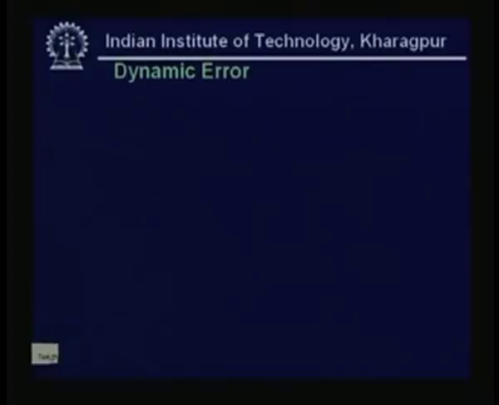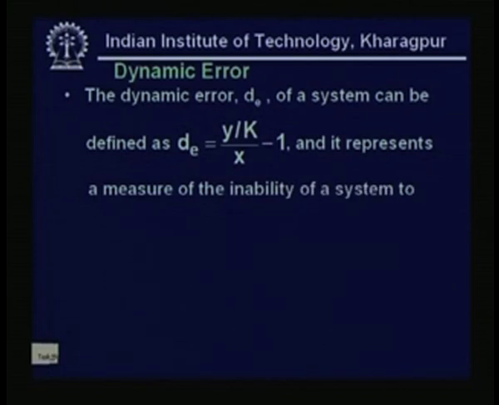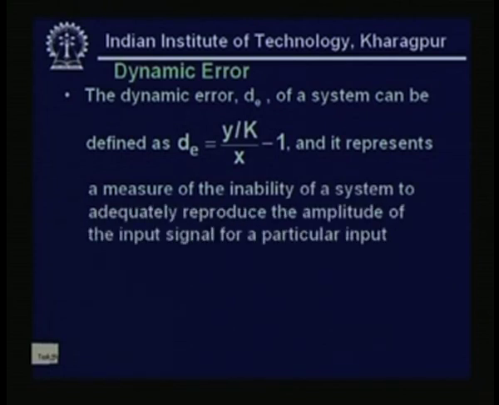Already we have seen this thing. Now, two more terms we will introduce. This is called dynamic error of the system, because we will need this while solving the problems in our future slides. We will see that we will solve some problems on first order and second order instruments.